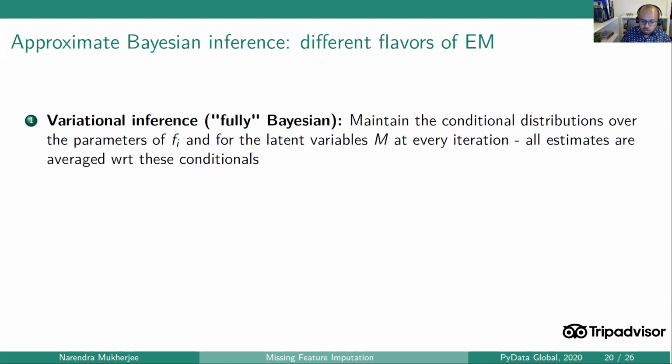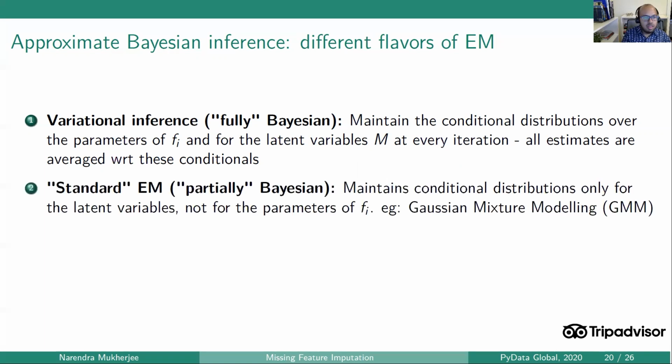But you could also do a simpler scheme, which is what I would call a standard EM, which is partially Bayesian, where you maintain conditional probability distributions only for the latent variables, so only for the missing values, but not for the parameters of the FI. So you estimate the mean and variance of each FI exactly, but you don't estimate the latent variables exactly. You maintain posterior distributions over them.